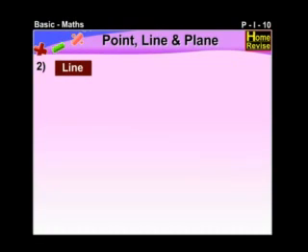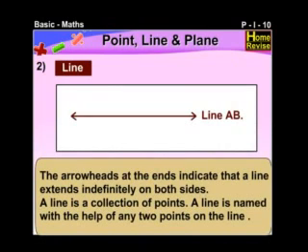Second, line. Look at the figure of a line shown alongside. The arrowheads at the ends indicate that a line extends indefinitely on both sides. A line is a collection of points. A line is named with the help of any 2 points on the line. We use arrowheads to represent a line as shown in the figure. This is a line AB.